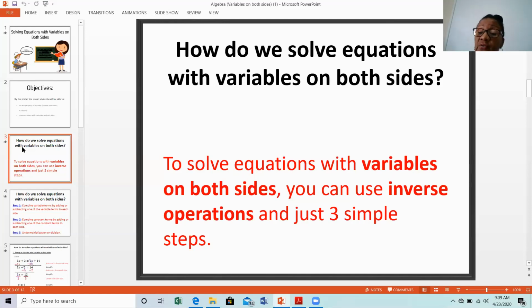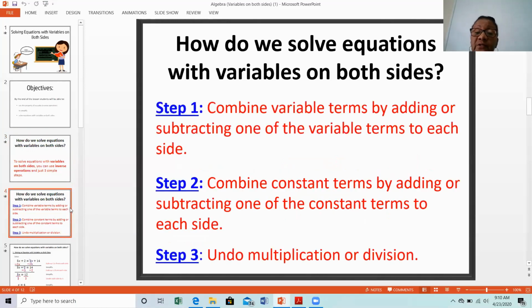Now, we've already used inverse operations. Those of you who attended the classes on solving 1-step equations and 2-step equations should be familiar by now with using inverse operations. How do we solve equations with variables on both sides? And here we have the 3 steps. You can write the steps.